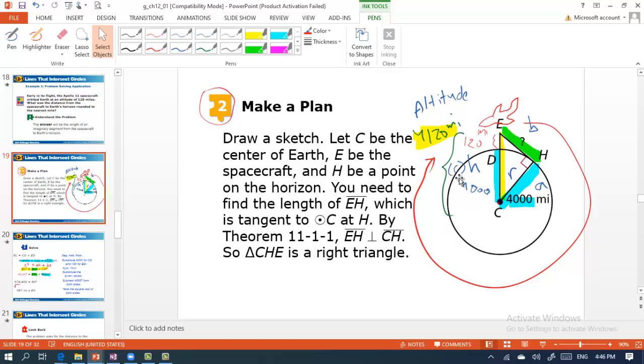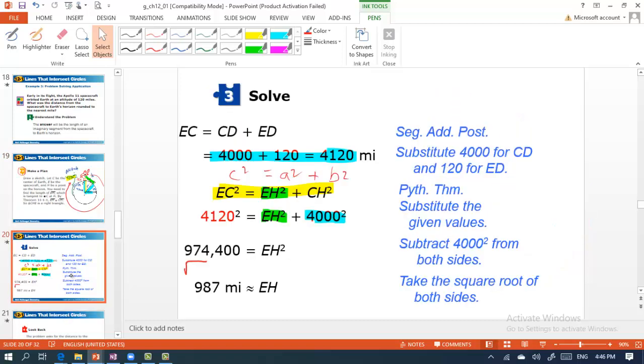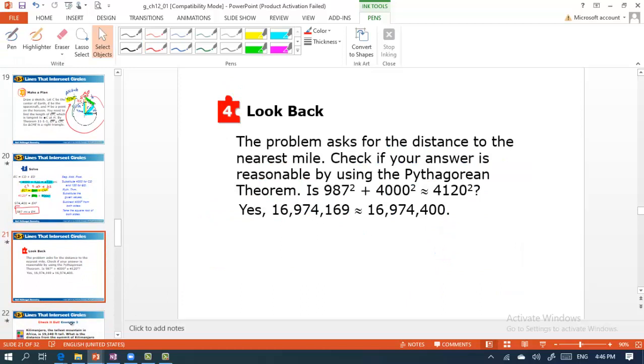But it is quite enough. Anyhow, it's 9,900, and this is our solution. Hope it is understood.